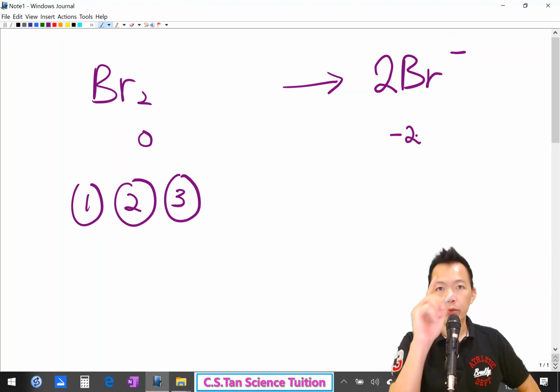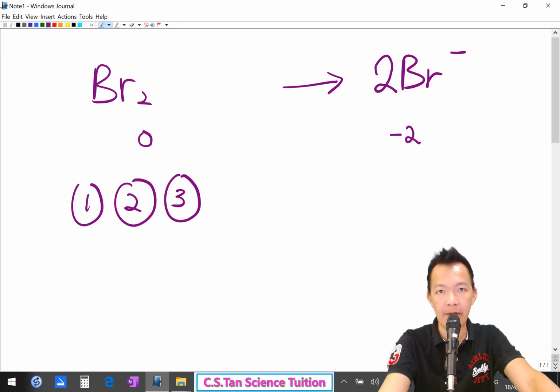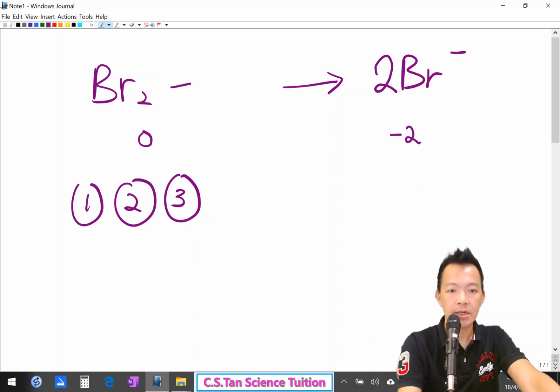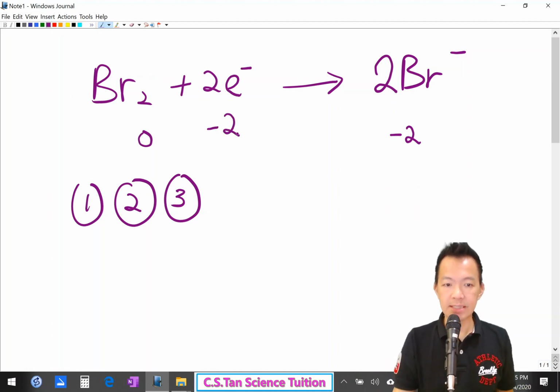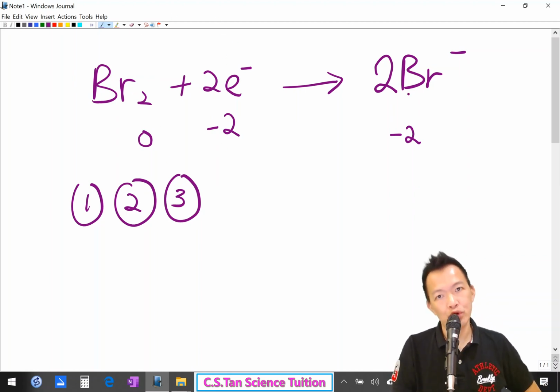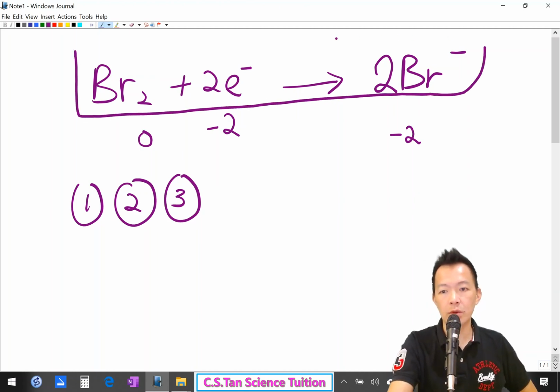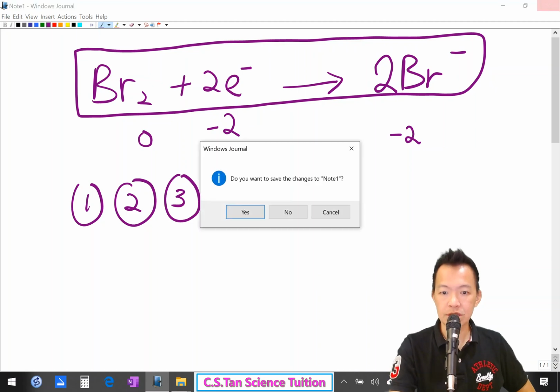Okay. To balance the half equation, you just have one method only 啦，你只有一种方法罢了。Add electrons. So you have to add 2 electrons here. 这边加2粒的 electron and it becomes -2 啦。So how to read 讲读呢？Bromine gains 2 electrons to become 2 bromide 啦。So this is a half equation. 这个答案就是我们所谓的 half equation. And this is 1 mark. 它就是你考试的1分。Okay.